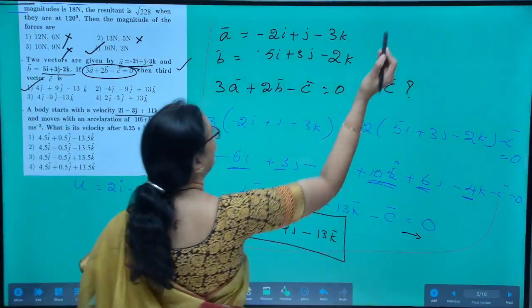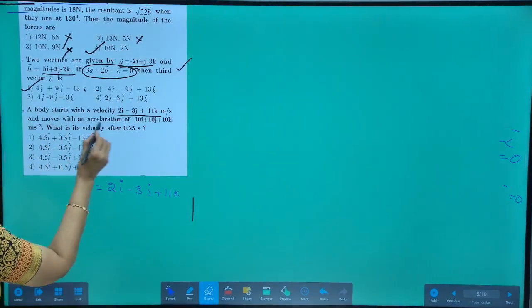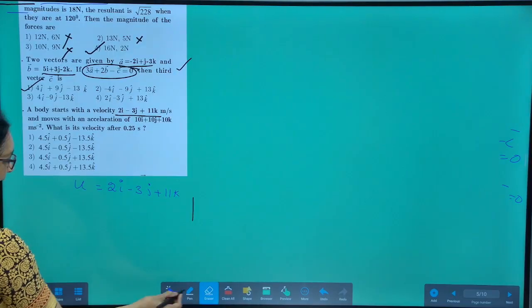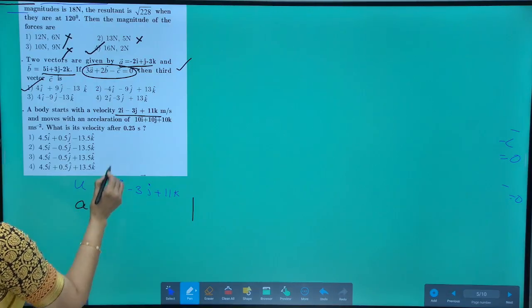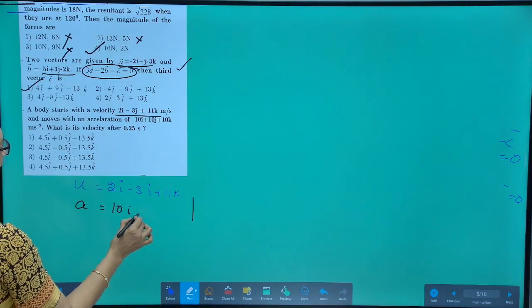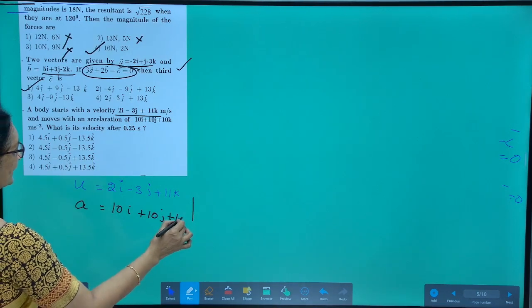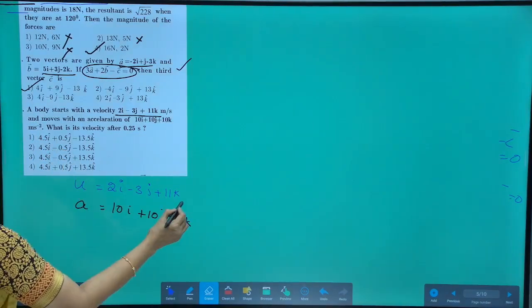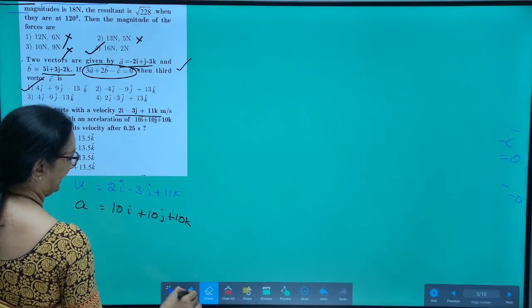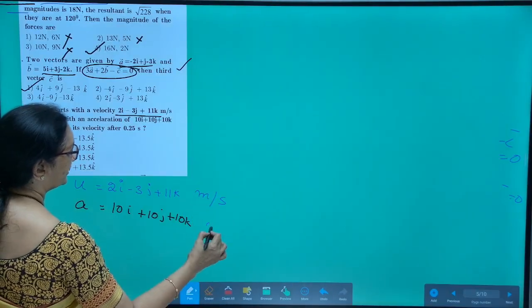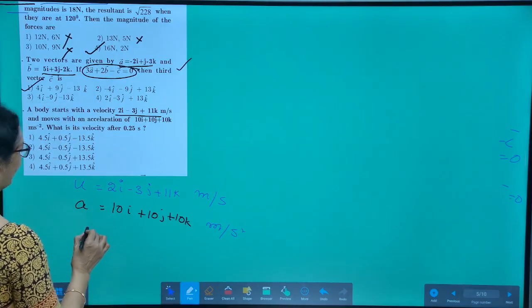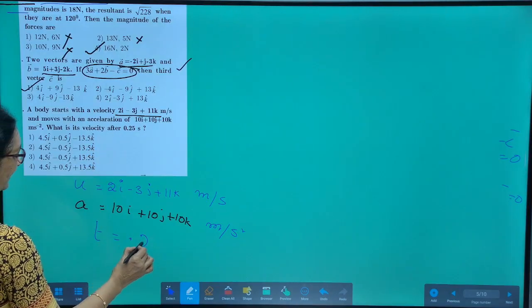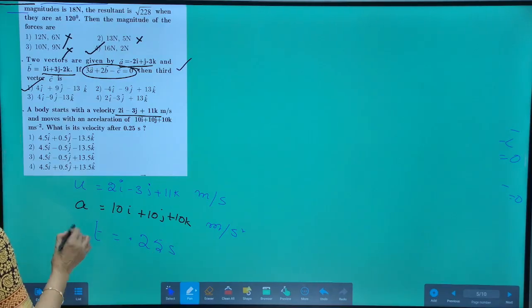Okay, and what else is given? The body moves with acceleration a equal to 10i plus 10j plus 10k. That is the acceleration given. Velocity is given in meter per second, acceleration in meter per second square. You are supposed to find out its velocity after 0.25 seconds.